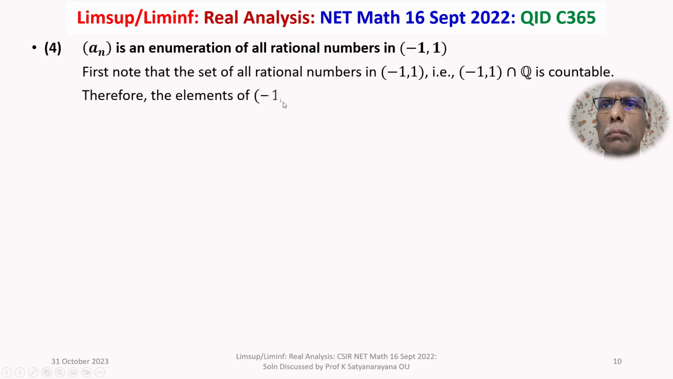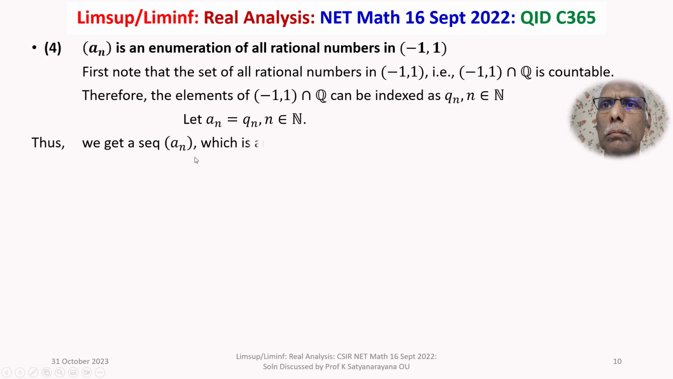Therefore, the elements of -1 to +1 intersection Q can be indexed as Q suffix n, where n belongs to N. Because it is countable, you can set up a mapping. Therefore, they can be indexed as Qn, n belongs to N. Now, let An be equal to Qn, n belongs to N. Thus, we got a sequence An which is an enumeration of all rational numbers in the open interval -1 to +1.